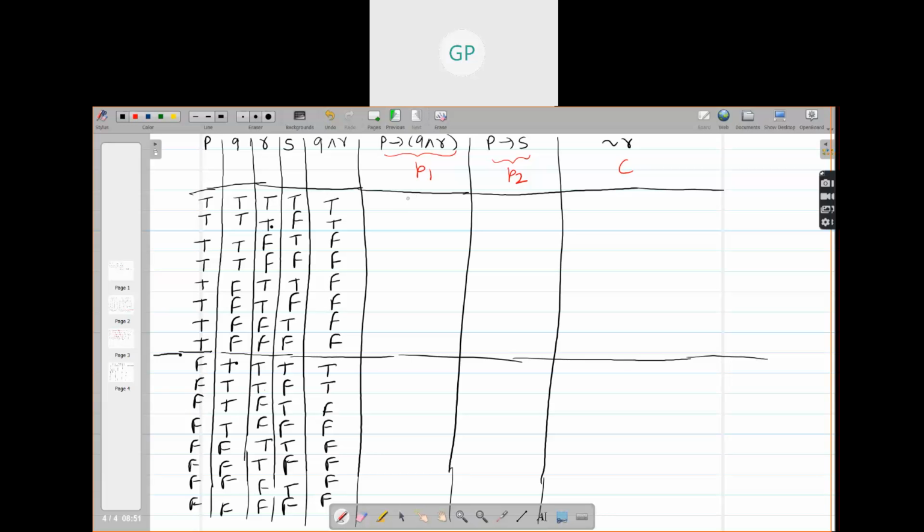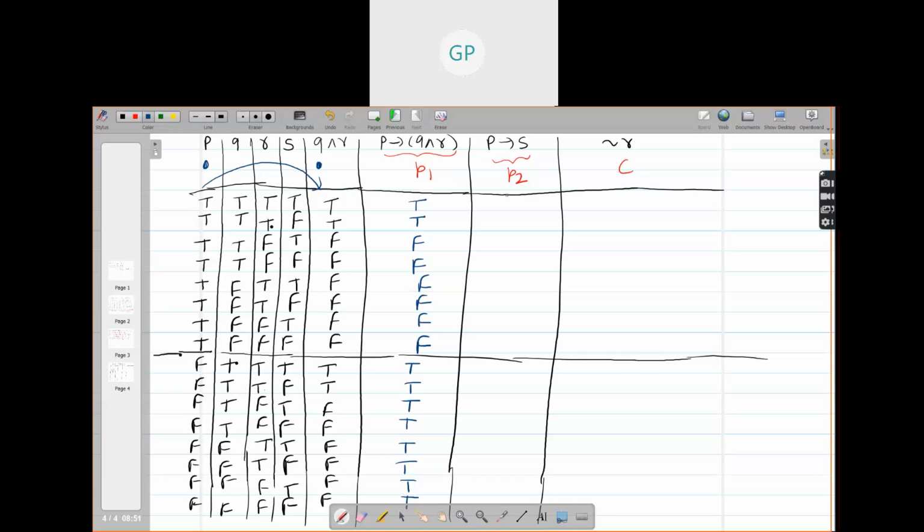Next, P implies Q and R. Yes, P implies Q and R. Concentrate on this column and this column. TT is T, TT is T, TF is T implies F. False, ma'am. So this is false, then false, false, false, true, true, true, true, true, true.